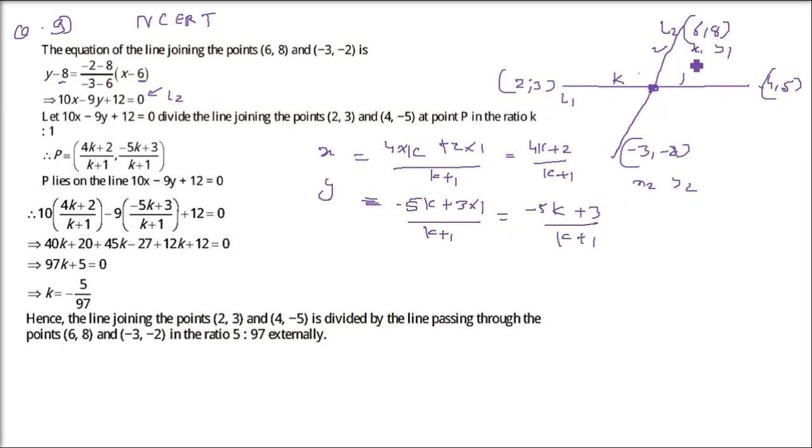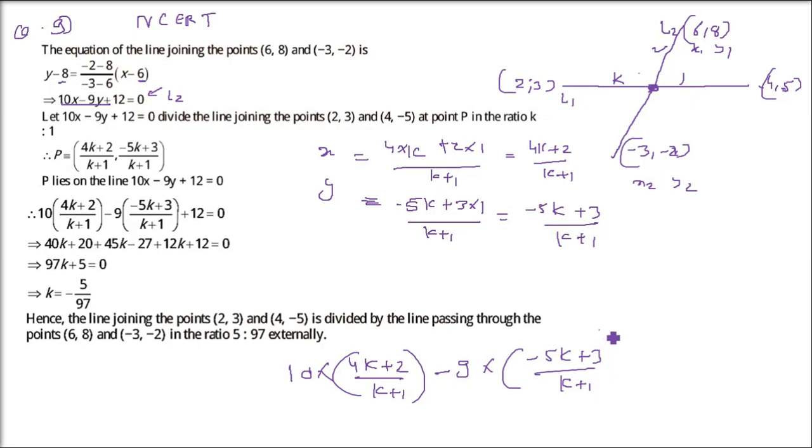Now these 2 points you have to put in the equation because it is lying there also. So 10 into, in place of x you put this 4k plus 2 by k plus 1, minus 9 into, in place of y you are going to put minus 5k plus 3 by k plus 1, plus 12 equals 0, and I am pretty sure that you are going to solve it, right? The solution is in front of you also. We have done it a number of times. So k will be minus 5 by 97.